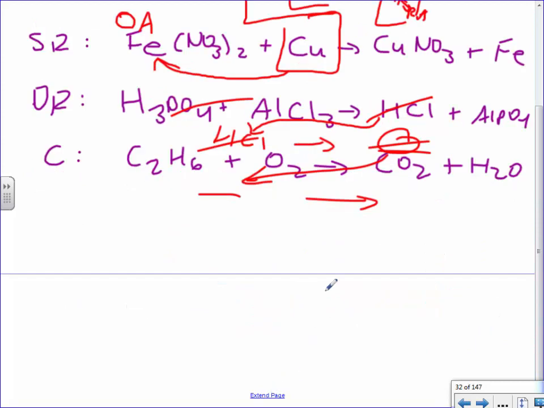Another example would be in combustion. We learned in grade 9 or 10 about combustion, where it always makes carbon dioxide and water.